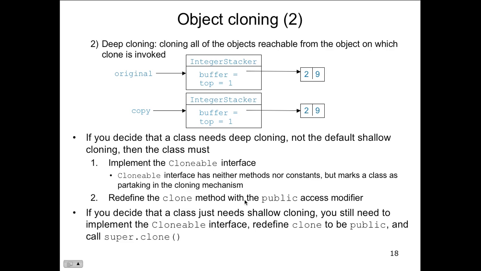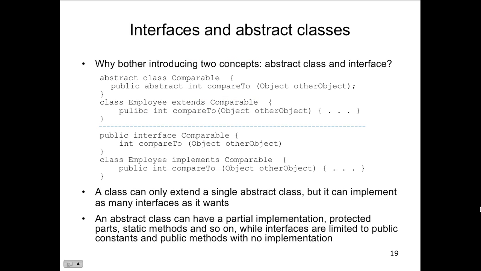So you redefine the clone method with the public access modifier. And if you decide that the clone just needs shallow copying, then you would still need to implement the Cloneable interface, redefine clone to public, and then add a super.clone. Go back to the super interface. Go back to the clone. Don't worry about the implementation details, because you'll probably never create a Cloneable object. Who knows, you might. We'll see.